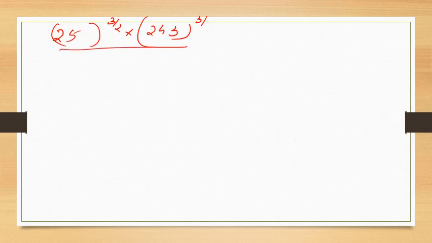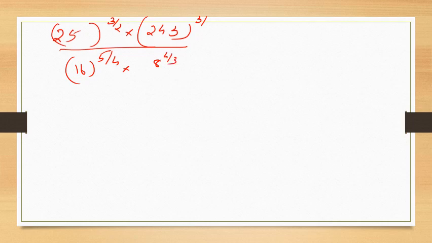Next question. Simplify 25 raised to 3 by 2 into 243 raised to 3 by 5, divided by 16 raised to 5 by 4 into 8 raised to 4 by 3.